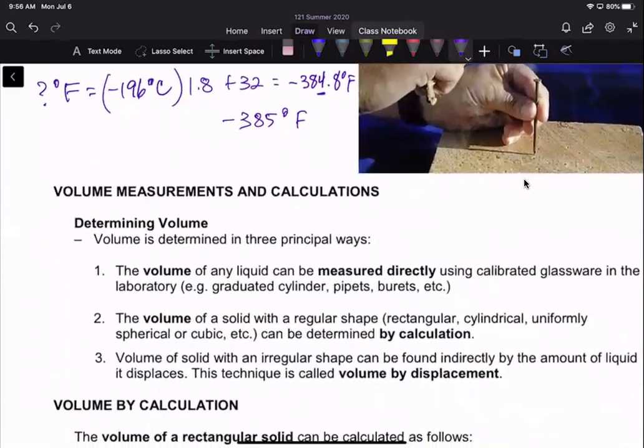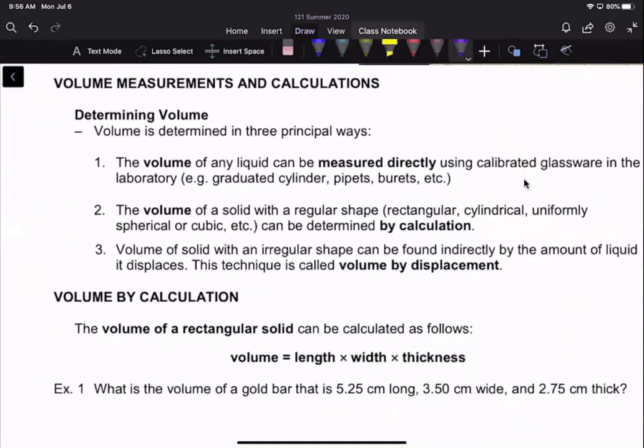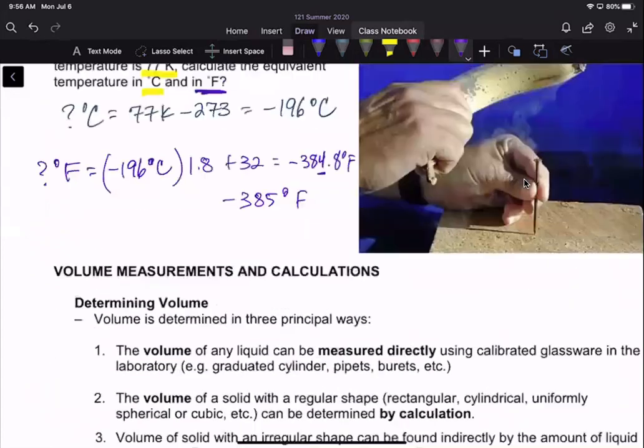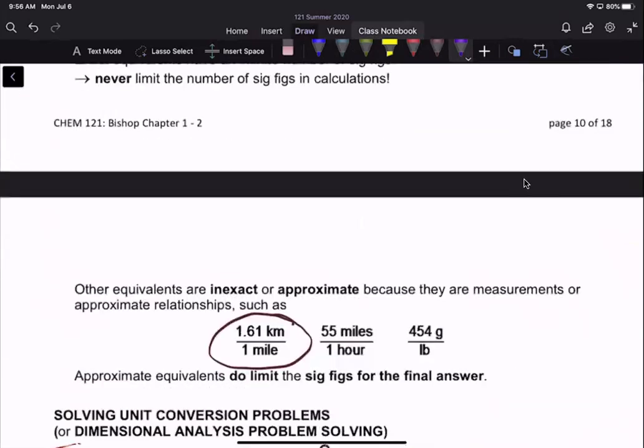Okay, and that brings us to measuring volume. A little bit of practice with some volume calculations. So we could measure the volume of a liquid directly using, I am going to go back and work on these calculations up here. I left some of the hard ones at the very beginning.